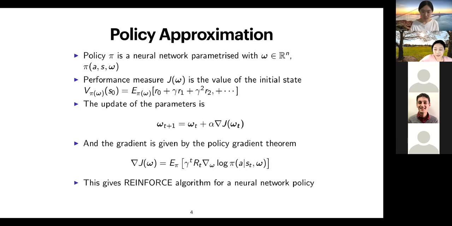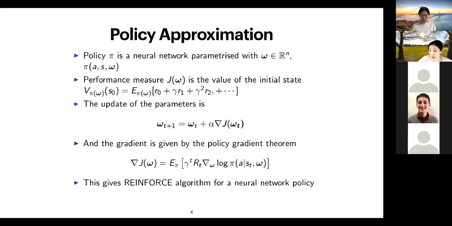So, just a recap of what we've already learned: the policy pi, now instead of a Gibbs policy or whatever other parameterized policy, you have a neural network parameterized using omega, where omega is in R^n, n being the number of weights in your neural network. You can denote it by pi_omega. Like we already said before, the performance measure could be the accumulated discounted rewards, or the value at the initial state. So you can just look at the expectation at the initial state s_0 following a policy pi parameterized by omega.